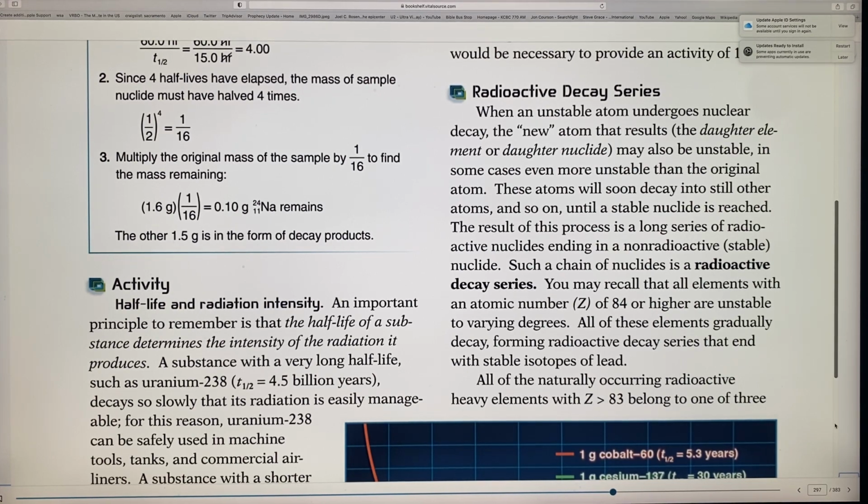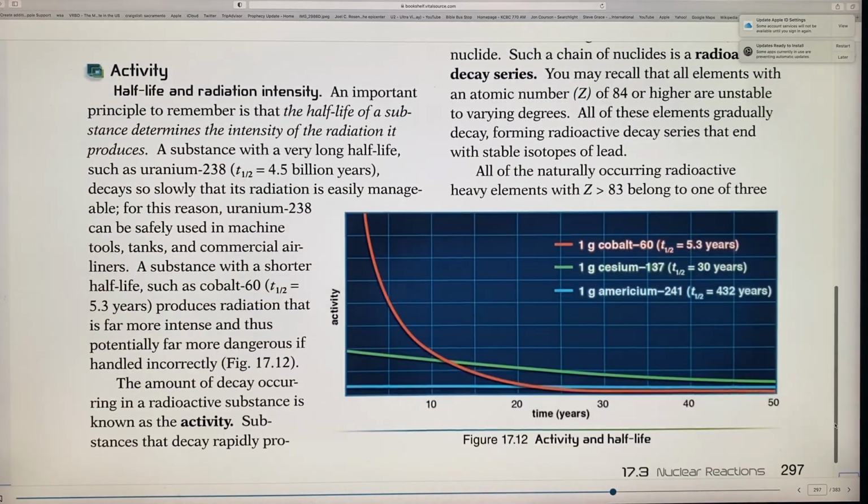So you may recall that all the elements of atomic number, which is Z, of 84 or higher are unstable to varying degrees. If you have higher than 84, a lot of heavy nuclei are going to be unstable. And all of these elements gradually decay, forming radioactive decay series that end with stable isotopes of lead. Okay, so anyway, here we go.